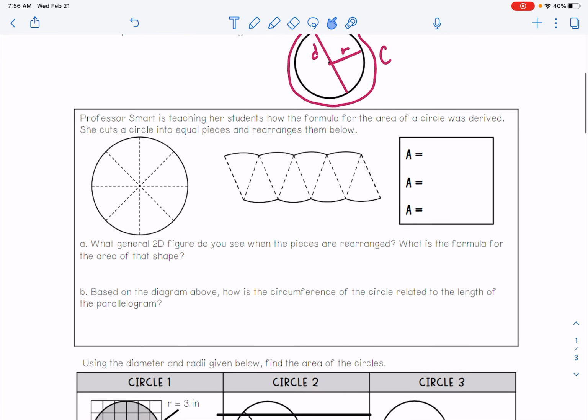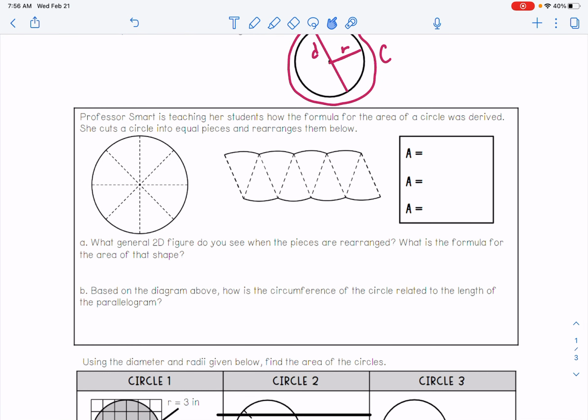So in this situation, Professor Smart is teaching her students how the formula for the area of a circle was derived. That means where the formula came from. She cuts a circle into equal pieces and rearranges them below. So she took her circle and she cut it into equal pieces, just like a pizza. And then she broke it apart and arranged it in this line here to create a new shape.